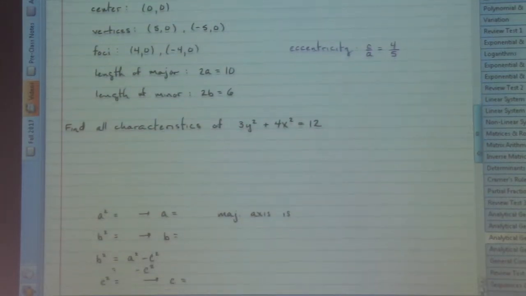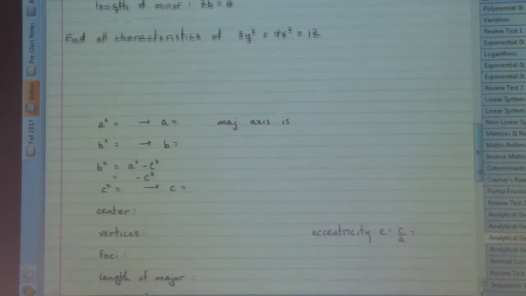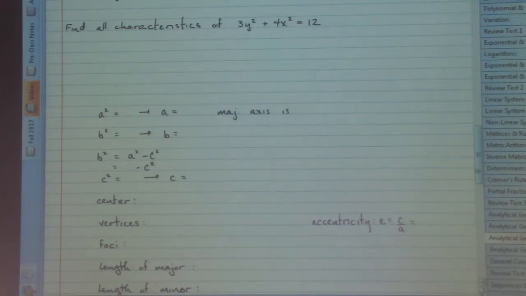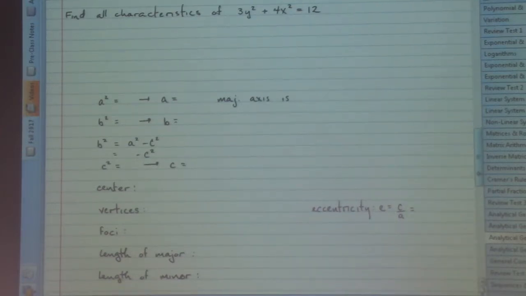But first of all, we do want to focus on the information that we have to provide. In this next example, notice that we do not have the normal sort of formatting in this particular equation. We do not have x squared over a number plus y squared over a number equals 1.